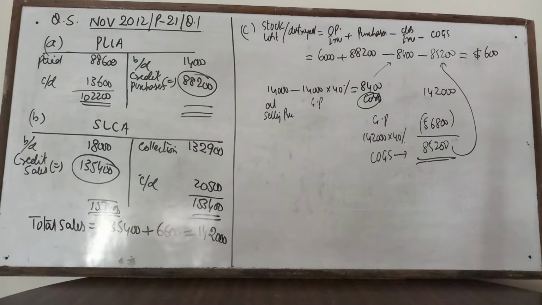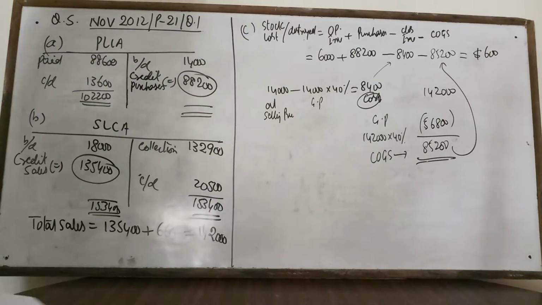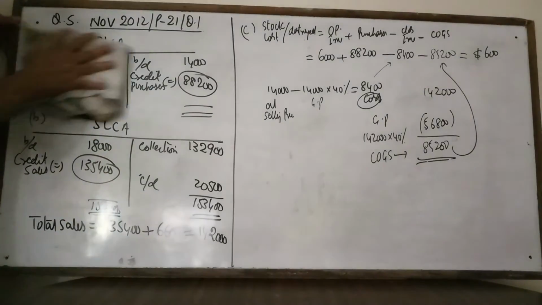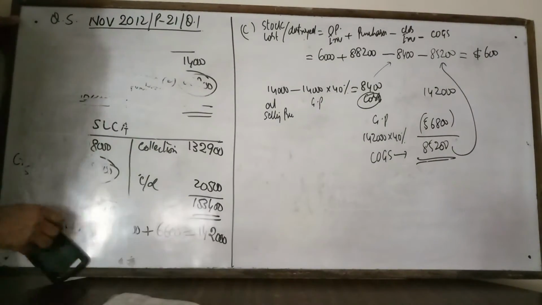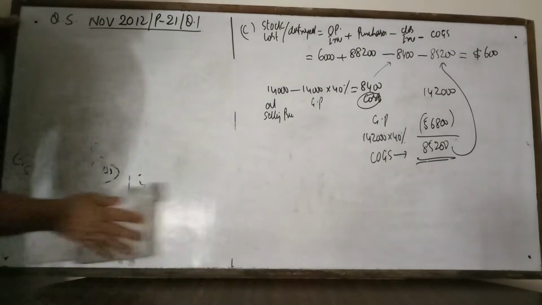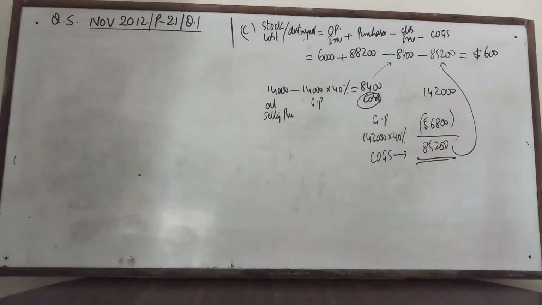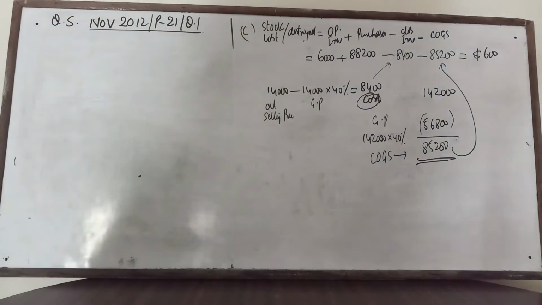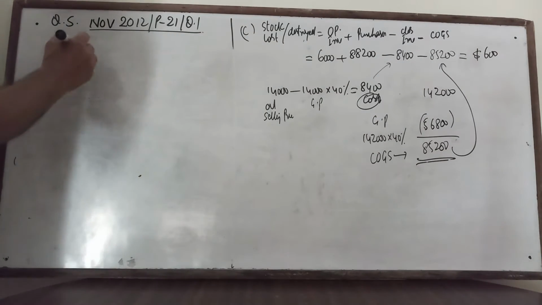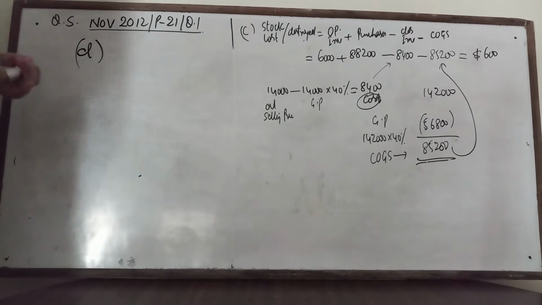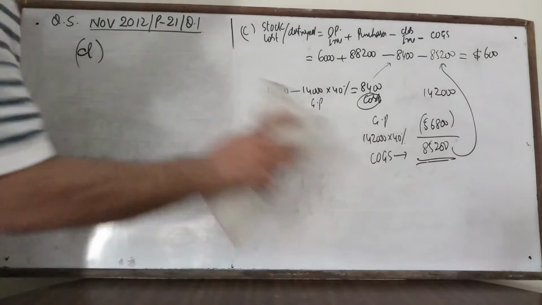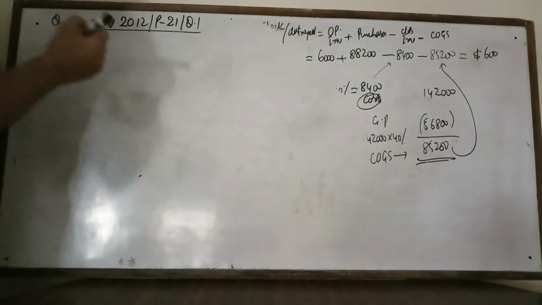Now I'm going to the last requirement, requirement D, where you're required to calculate the profit or loss on disposal of assets. This is very easy. For requirement D, I have to make a disposal account.